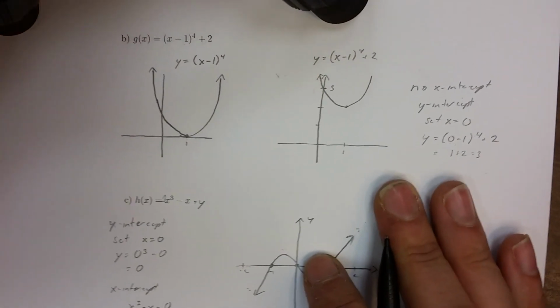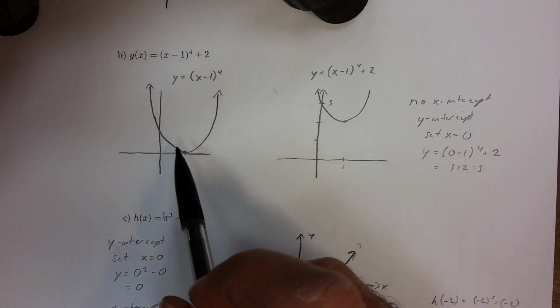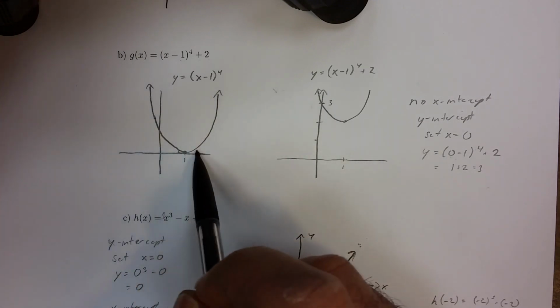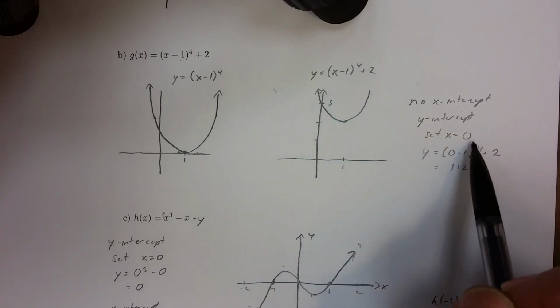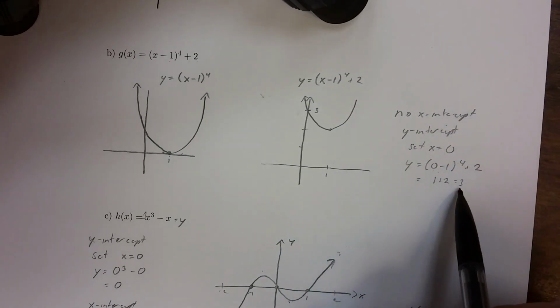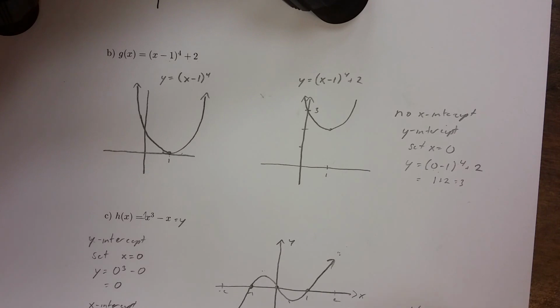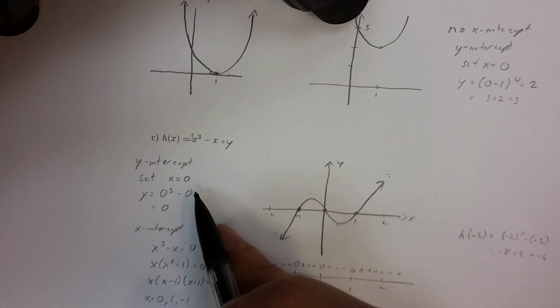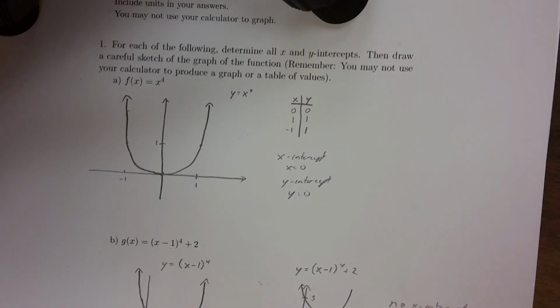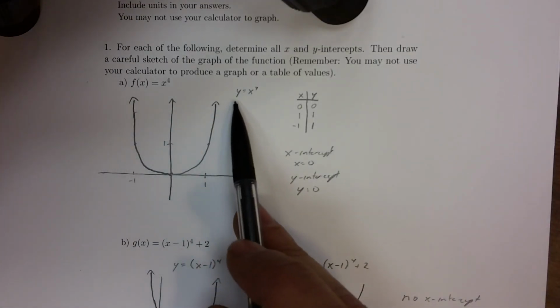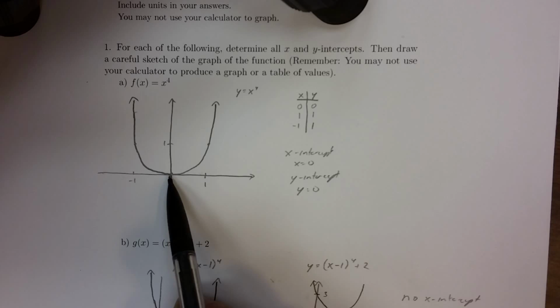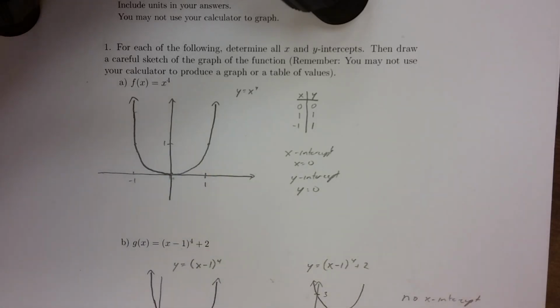Let's look back at B again. So we've taken the curve y equals x to the fourth, we've shifted it over 1 unit to the right, and then shifted it 2 units up. We have our x and our y intercepts. I guess we wrote down our x and y intercepts down here too. And looking back in part A, we have the curve y equals x to the fourth, which looks very parabola-like, only crosses the axis at x equals 0 and y equals 0.